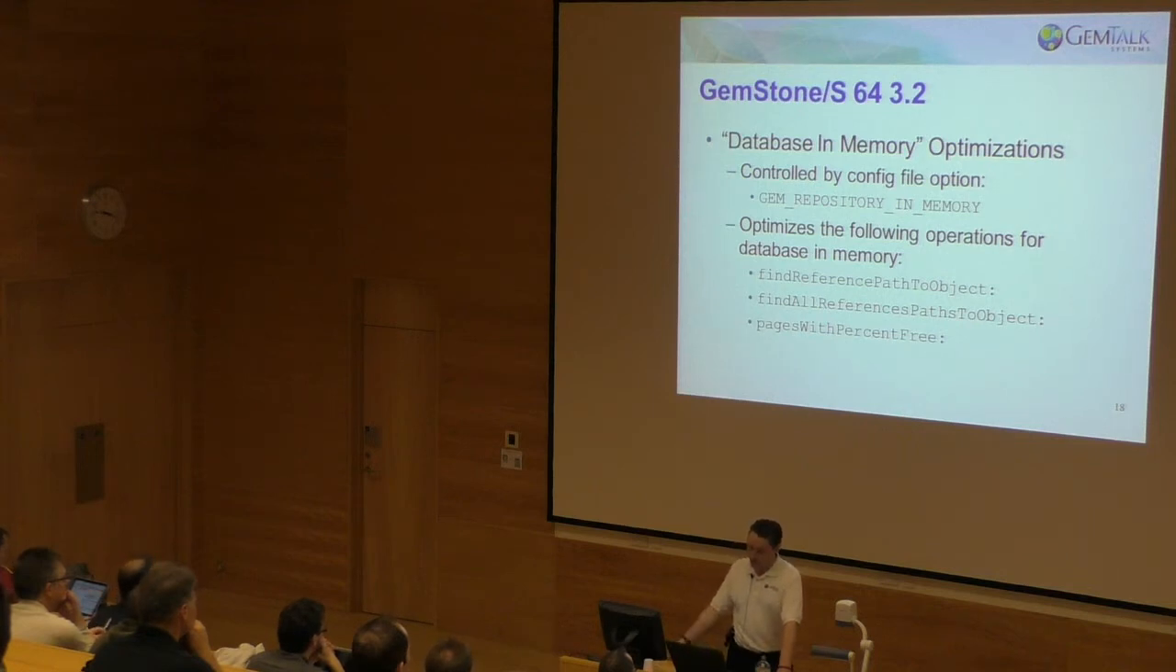There's a gem or VM configuration option, gem repository in memory. You set that to true, and then these algorithms automatically kick in when you run these methods. In version 3 of GemStone, most of these things are multi-threaded anyway, so that assumption doesn't hold anymore, but these were kind of a few of the stragglers.